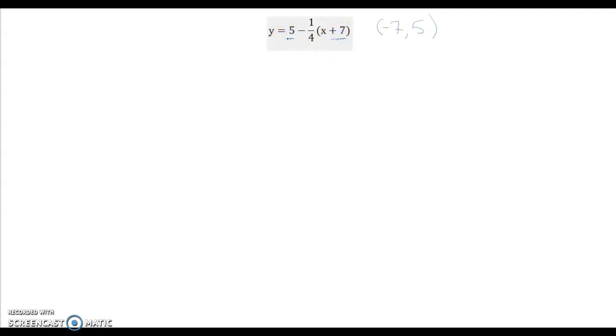So to find the intercepts, though, we need when x is 0 to find the y-intercept, and when y is 0 to find the x-intercept. The y-intercept, when you're in this form called explicit form, is always the easiest. So let's start there, because all it is is evaluating arithmetic.